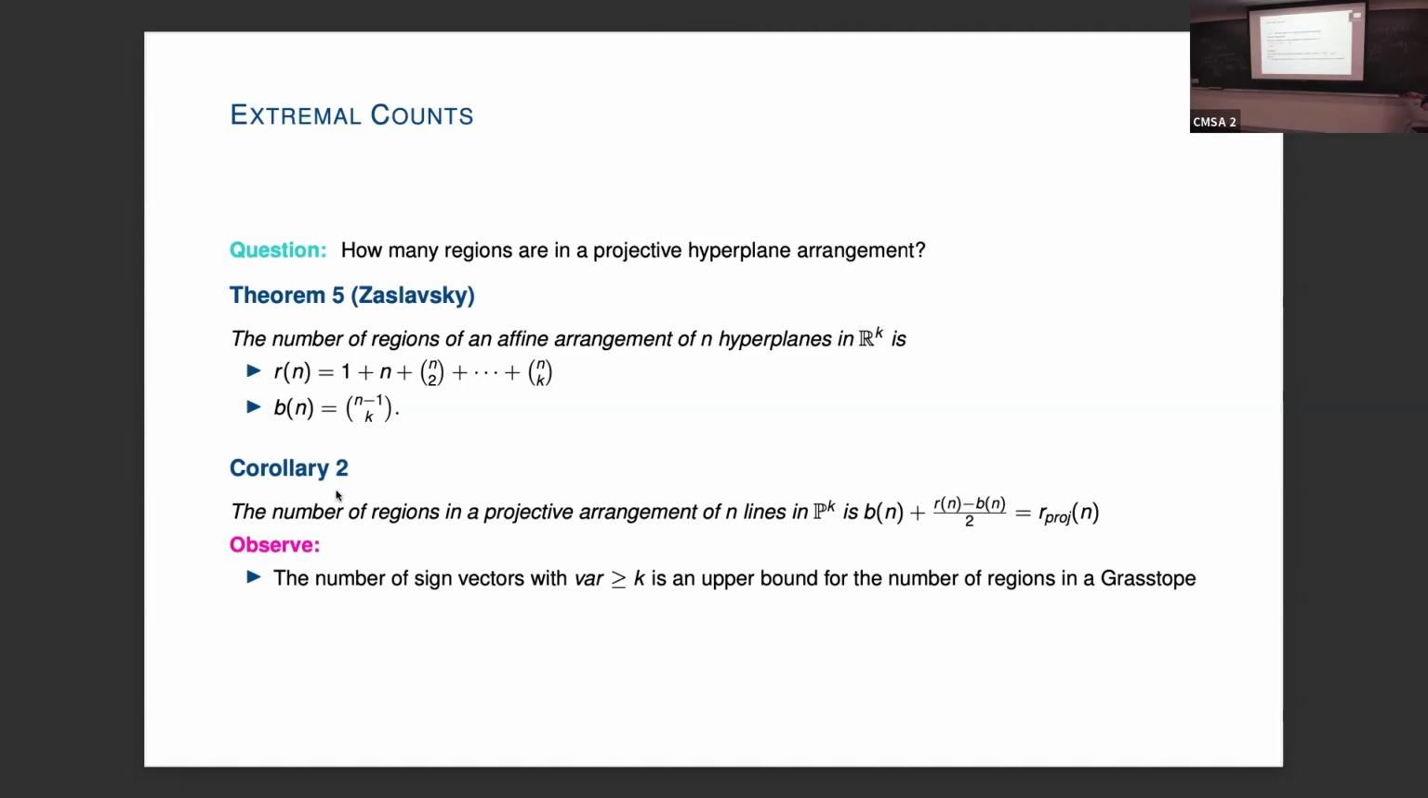Another upper bound is the total number of sign vectors that have variation at least k. So whatever the minimum of these two is an upper bound. For a lower bound, we could get the total number of regions minus the number of sign vectors with low variation. So if we have all of these sign vectors represented, then whatever's left has to have variation at least k, and then is in the Grasstope.